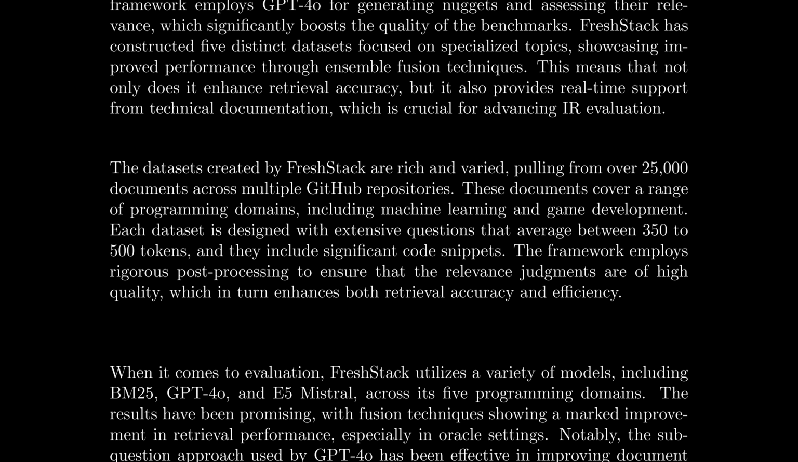The datasets created by FreshStack are rich and varied, pulling from over 25,000 documents across multiple GitHub repositories. These documents cover a range of programming domains, including machine learning and game development. Each dataset is designed with extensive questions that average between 350 to 500 tokens, and they include significant code snippets.